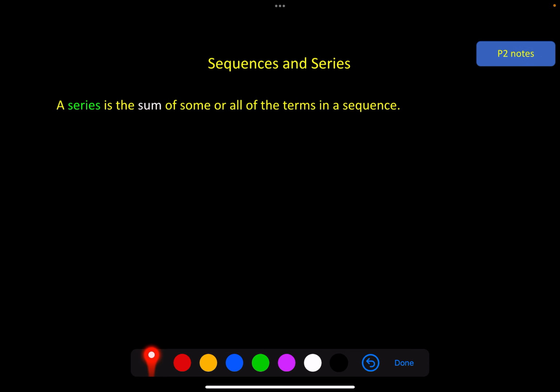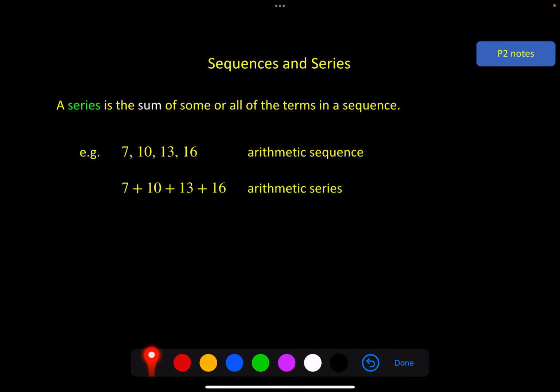Okay, something a little different. We've done the sequences, now to review the series. There's a subtle difference here. The series is where you are adding, summing, some or all of the terms in a sequence. So this first one is a sequence or progression where the terms are listed with commas dividing them. And the second one is a series where you are now adding each of the terms rather than separating them with a comma. They are being summed together.